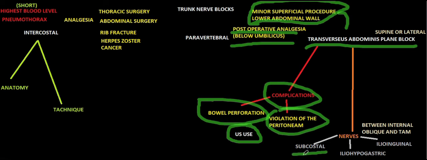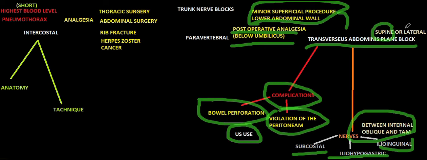When you do a transversus abdominis plane block, you block the subcostal, iliohypogastric, and ilioinguinal nerves, and the block target is between the internal oblique and transversus abdominis muscles. That's why it's called the transversus abdominis plane block. You can do it in supine or lateral position. Lateral is preferred, but if the patient can't tolerate the lateral position, you can do it in supine position.